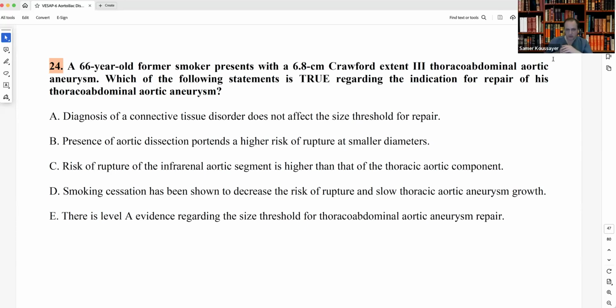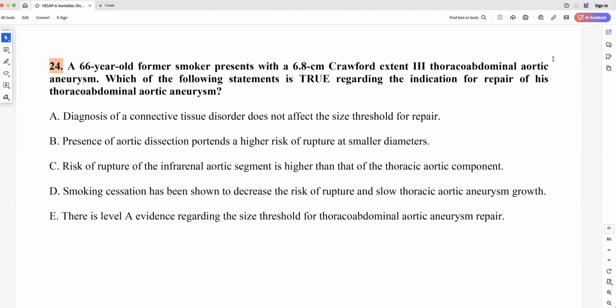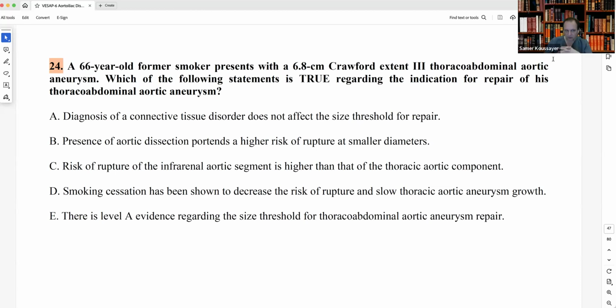Right. So we know smoking increases the risk of rupture. We talked about that last time. Smoking increases the risk of rupture and cessation decreases the incidence of rupture for the abdomen, but not the thoracic aorta. It doesn't mean that it's not true for the thoracic aorta. It may be, but we don't have data. You see, now we are talking about data. It could be that in the thoracic aorta it also decreases, but we don't have data, so we cannot say it will decrease the risk of rupture.